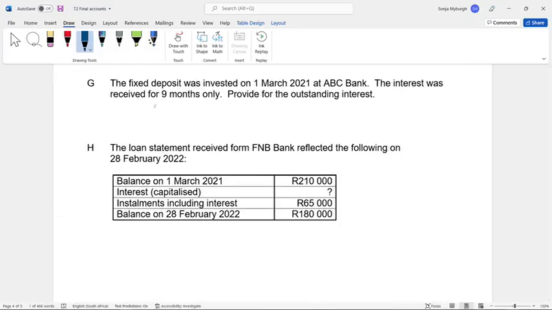Fixed deposit was invested on the 1st of March. We read that as the beginning of the year, first day of this year. At ABC Bank, the interest was received for 9 months only. So we still need to receive interest. The fixed deposit was 60,000. If you look on the pre-adjustment trial balance, they give us the interest rate of 7%. We only received for 9 months, so 3 months still outstanding.